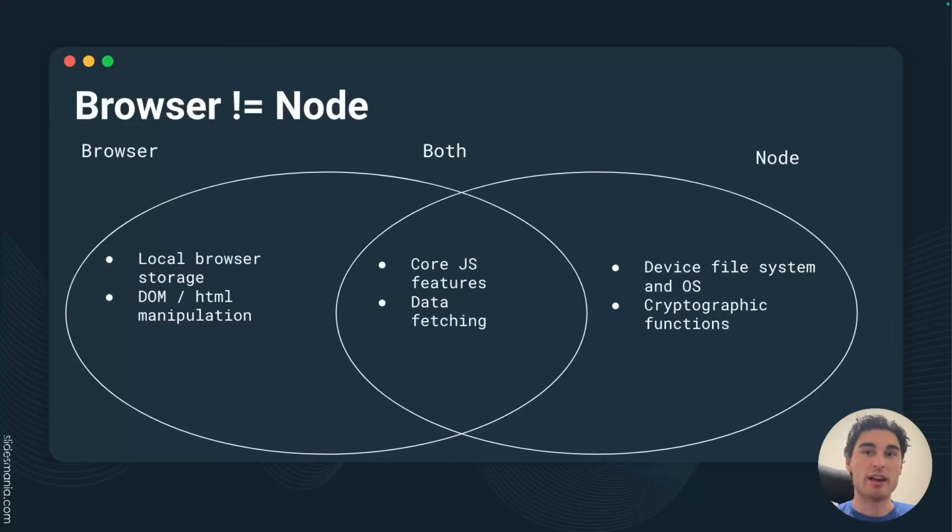Things which require an elevated level of permission and security that you can't normally do in a web browser, such as accessing the device operating system or doing more security sensitive features, normally are only supported in the backend in something like Node.js. And of course, the vast majority of functionality is supported in both.